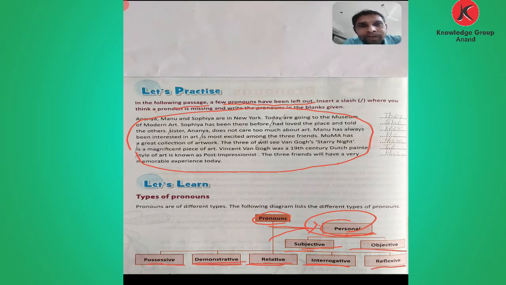A few pronouns have been left out. In this paragraph, sentences are being formed, but in the second sentence some pronouns are missing, and we insert them. What do we insert? A slash, this line, a slash, where you think a pronoun is missing, and write the pronouns in the blanks given.